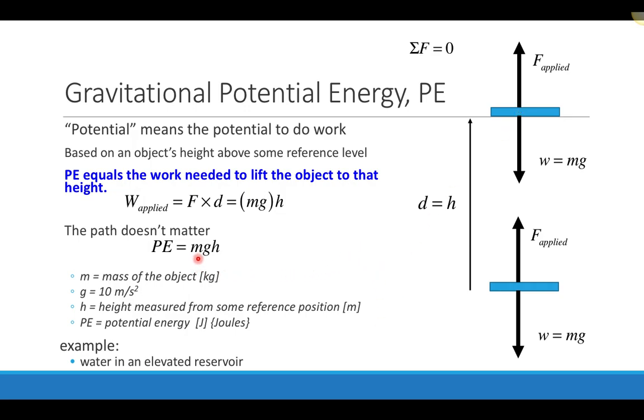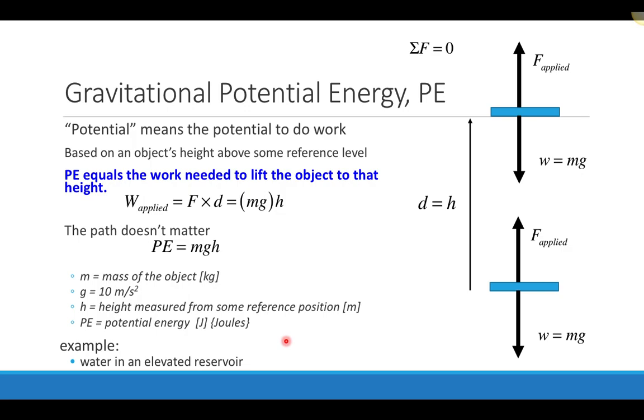So of course we know that m represents the mass of the object in kilograms. g just represents the gravitational acceleration numerical value, and we use 10 meters per second squared just because it's a little bit easier than using 9.8 for our conceptual understanding. h is the height measured from some reference position, and that's going to be in meters. And so our potential energy units are going to end up being joules. So if you multiply kilograms times meters per second squared times meters, you will get units of joules.